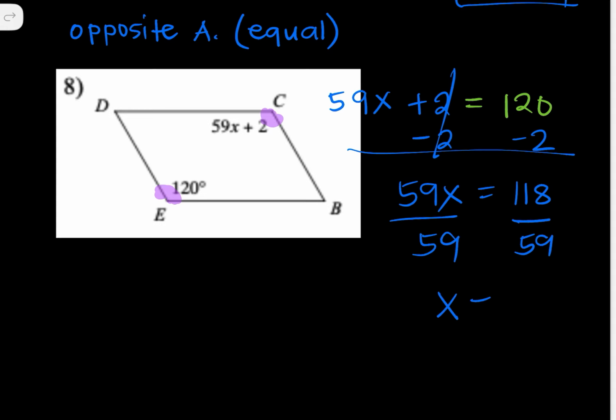So if you got x value which is equal to 2, then we've got the same answer. X is equal to 2. Let's move on to number 9.